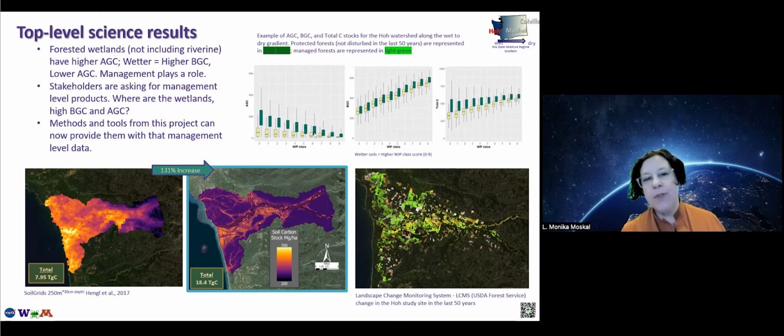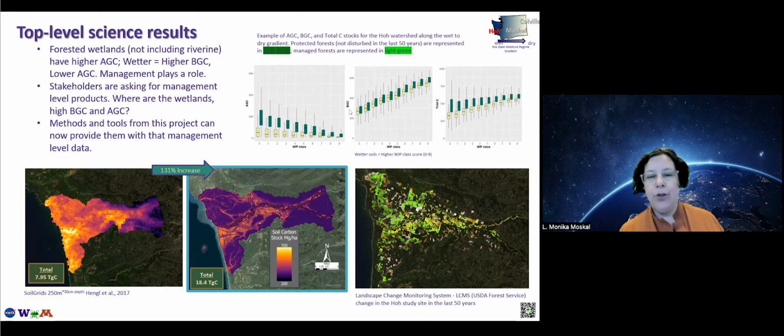The relationship is similar to below ground to above ground carbon for managed forests. So managed forests just have less carbon, but the relationship along the wetness gradient is similar.